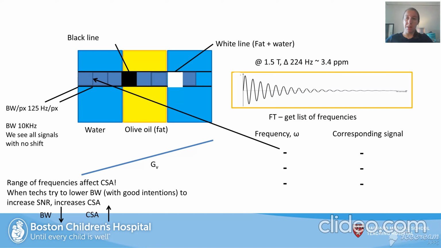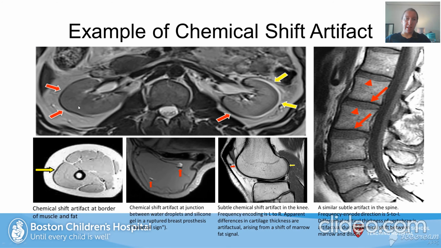So when techs try to lower the bandwidth with good intentions to increase the SNR, it will also increase the chemical shift artifact, which may or may not be a problem. Let's see what they look like in the images. So you can tell that these are the kidneys here, and you can see that there's a black line kind of here, and then there's a white line here. So you can tell that the frequency encoding direction is going from left to right. And depending on what you're trying to look at in the image, this may or may not obscure the view of the radiologist who's reading it.